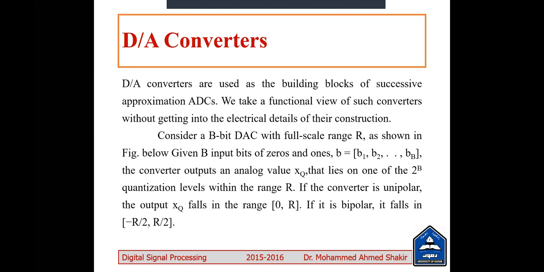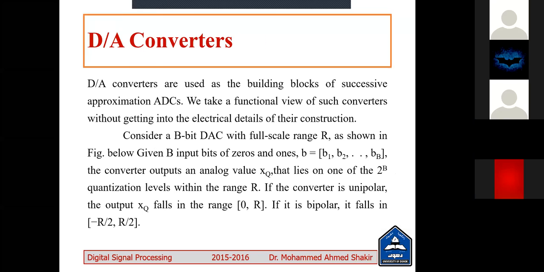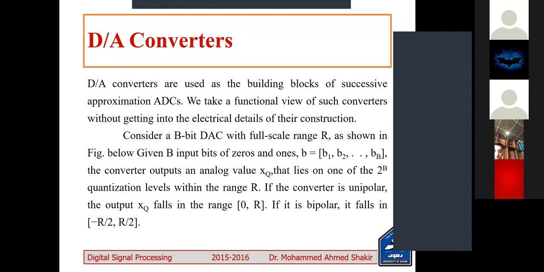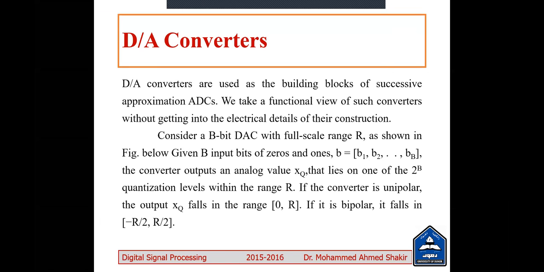If the converter is unipolar, the range will fall between 0 and R capital, from 0 to VCC. If it is bipolar, it falls between minus R over 2 and R over 2. So in this case, we are dealing with signals with positive and negative, or plus and minus swing. Bipolar is for positive and negative, unipolar is for zero, for example, 0 to R.